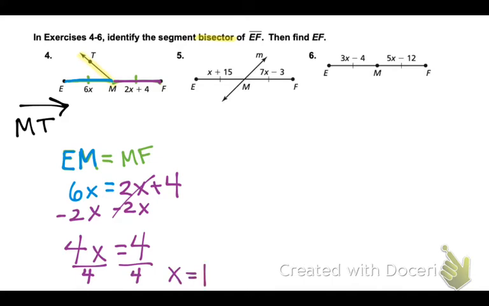Is that the final answer? It is not. What do I have to do with that? Plug it back in. So plug it in up here. 6 times 1, which is 6. So then what should the other side equal? 6. I would still recommend plugging it in as a way to check yourself. 2 times 1 is 2, plus 4 is 6. So they do equal. But on your quiz, I would recommend plugging into both sides just to check yourself. What is the full length of EF then? It is 12. 6 plus 6 is 12.